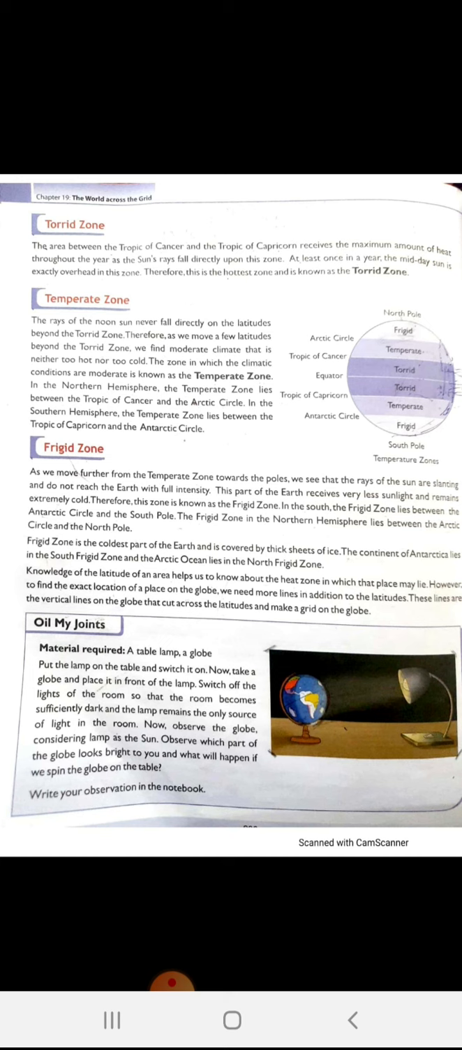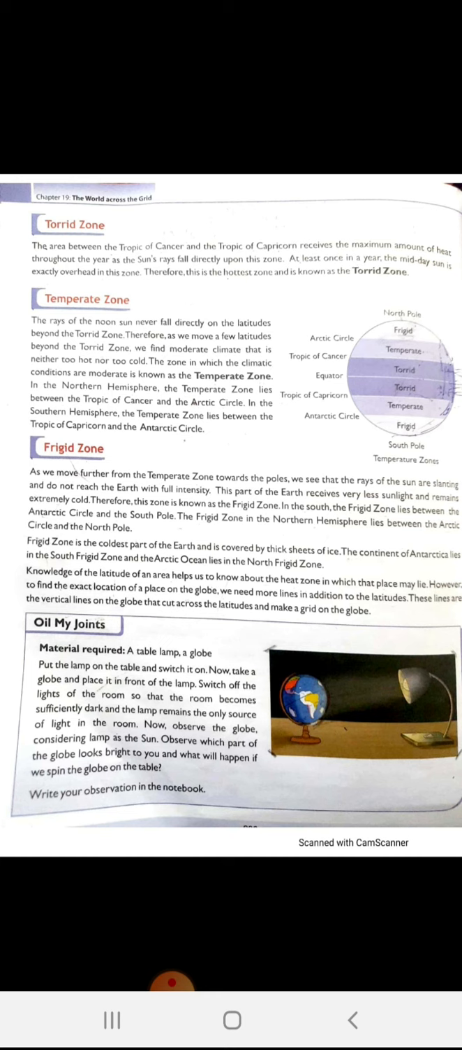Have you seen maybe on TV or somewhere else glaciers, big ice sheets? Where are those parts? Glaciers are near the North Pole and the South Pole. The continent of Antarctica lies in the South Frigid Zone, and the Arctic Ocean lies in the North Frigid Zone.